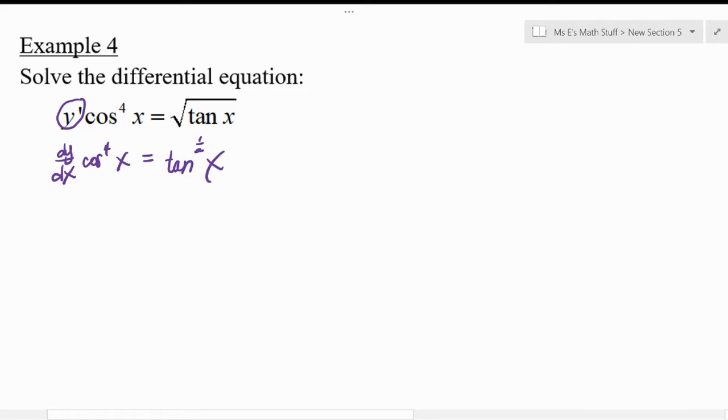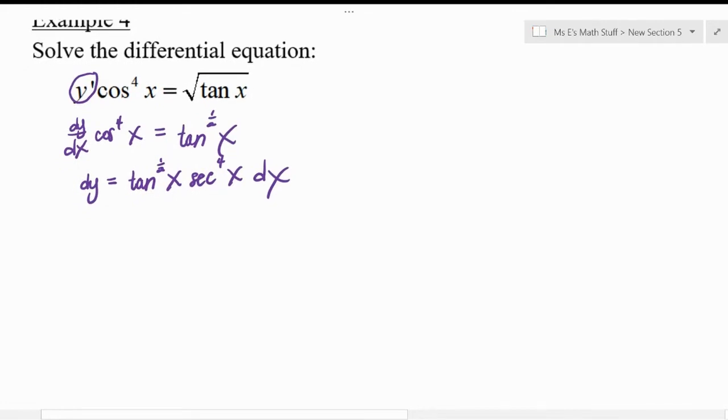And then I'm going to separate variables. So I'll multiply both sides by dx, and that means that cosine to the 4th x needs to be divided over as well. So I'll have dy equals tangent to the 1/2 x. And then when I divide by cosine to the 4th x, I get basically, what would that be? Secant to the 4th x and then dx. Hopefully that makes sense. Okay.